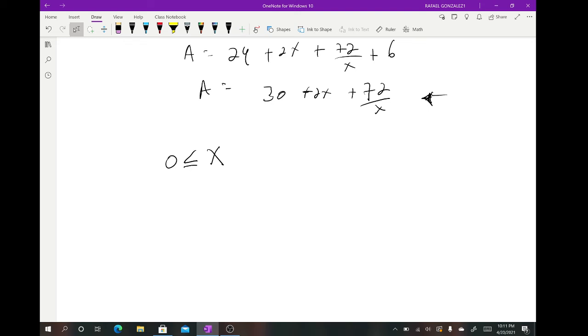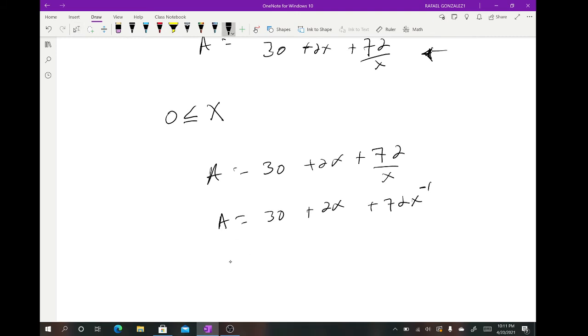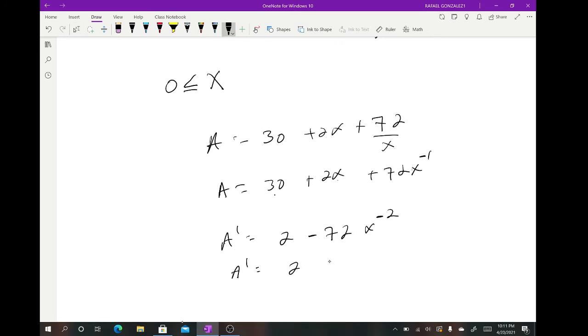So now we can actually start taking derivatives. So let's take the derivative. The derivative of 30 plus 2x plus 72/x is the same as the derivative of this where we bring back up the negative exponent. And now we take the derivative and we get 2, the derivative of 30 is 0, the derivative of 2x is 2, minus 72x to the minus 2, which is the same thing as 2 minus 72 over x squared.